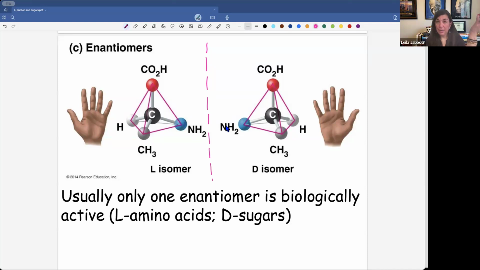Usually in biology, the molecules are described as being L isomer or D isomer, and usually only one of the 2 forms is the biologically active form of the molecule. So as if your two hands, really only one works and the other one is just there as its mirror image, but doesn't work. So usually only one enantiomer is biologically active. For example, in amino acids, it's the L version of the amino acids that's active. In sugars, it's usually the D isomers that are active. So it will depend also on the type of molecule.